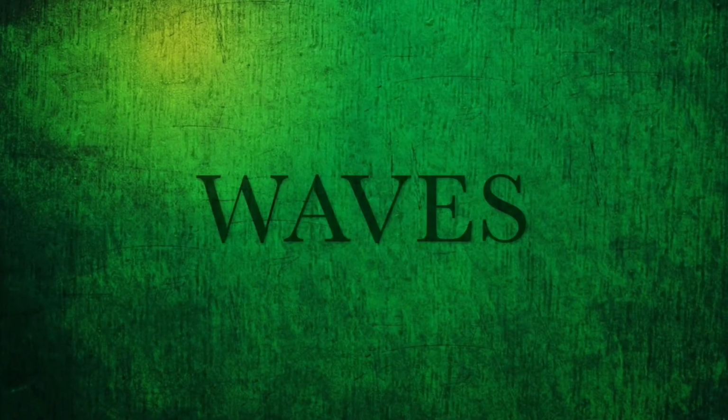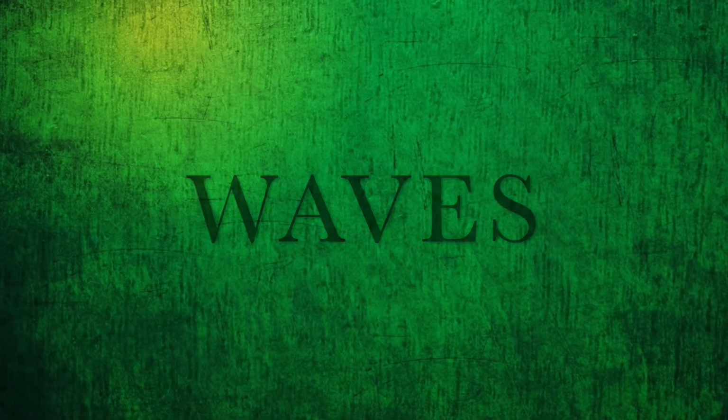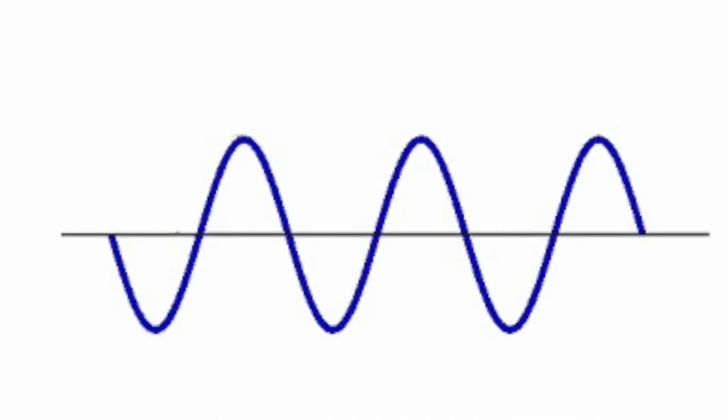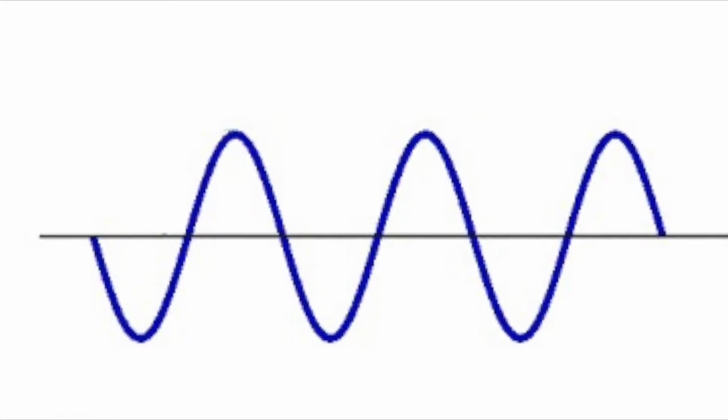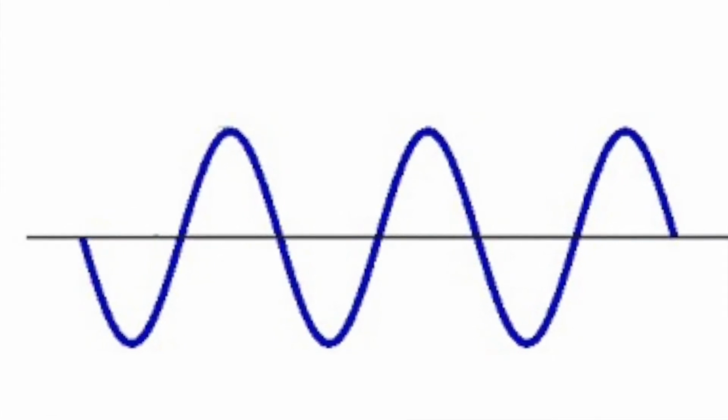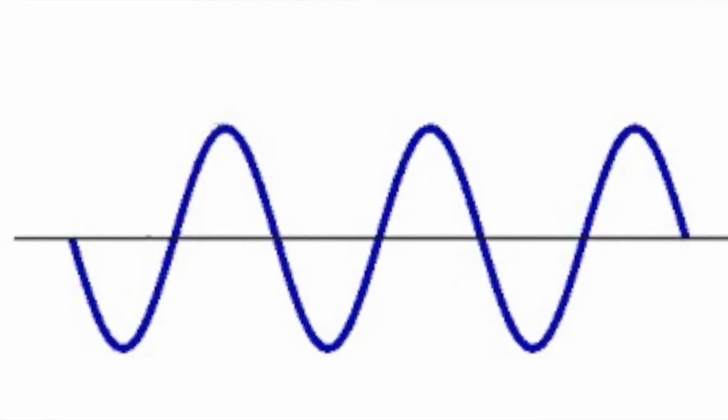Today we're going to talk about waves. A wave can be described as a disturbance that travels through a medium from one location to another location. The big property of a wave is that it transfers energy without moving matter.